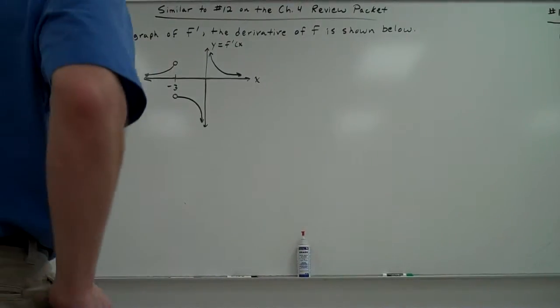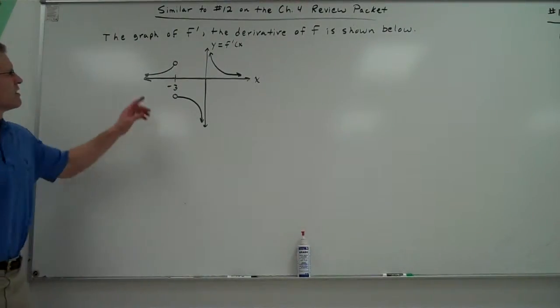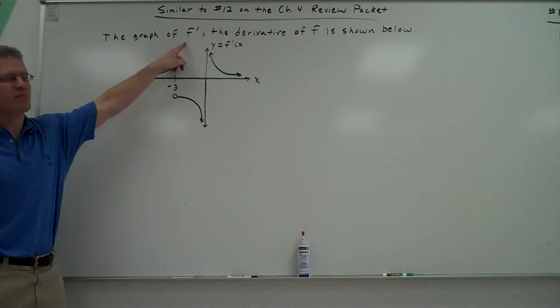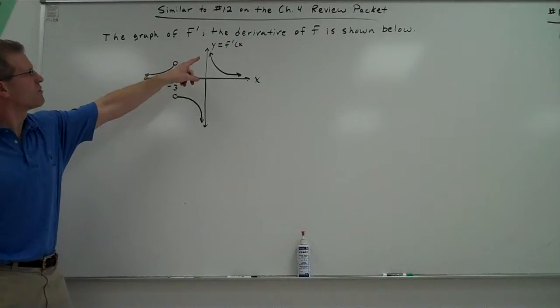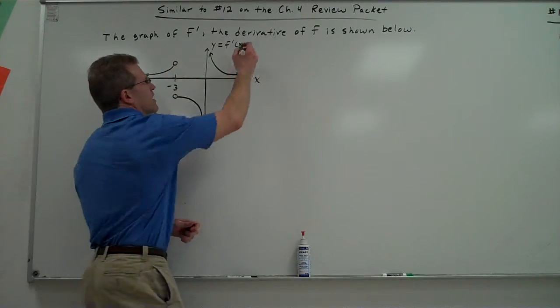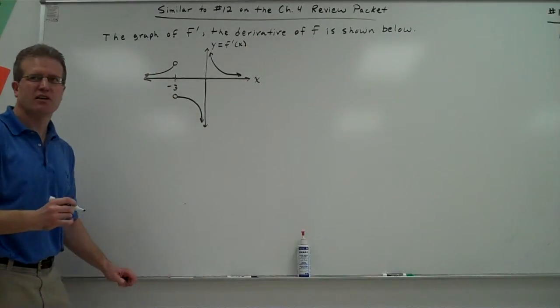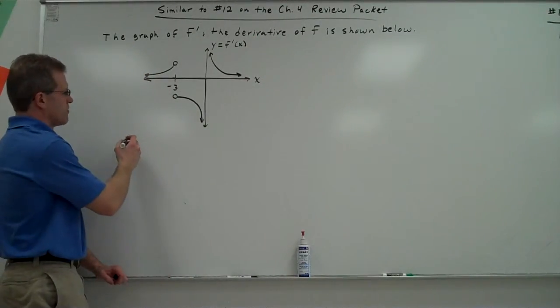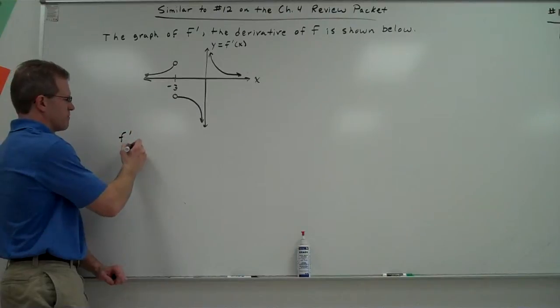Okay, this is similar to number 12 in the chapter 4 review packet. This is a graph of f prime, the derivative of f, which is shown below. So y equals f prime of x. So one thing I could do is make a y, or an f prime number line chart.